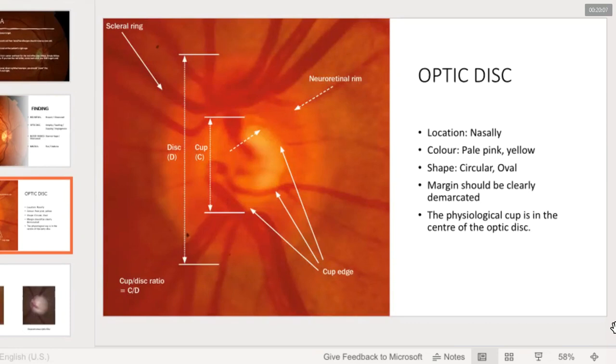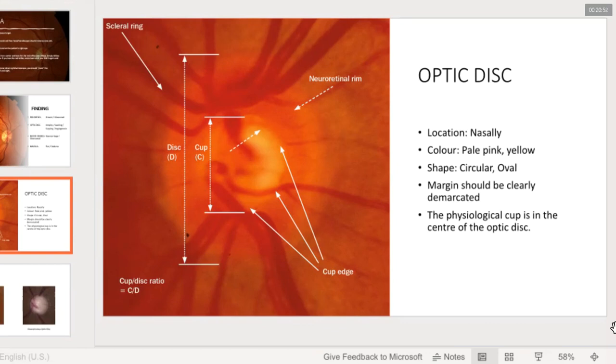Okay, and then looking at the optic disc. This is the picture if you examine the fundus using a slit lamp or BIO; you can see the whole optic disc. But if you are using a direct ophthalmoscope, you can only see part of it. Over here, I'm just trying to show you what the cup disc ratio is. The disc is the outer area of the whole optic disc, while the cup is the inner area. The edge of the disc is the outer part, and this is the neuroretinal rim in between.